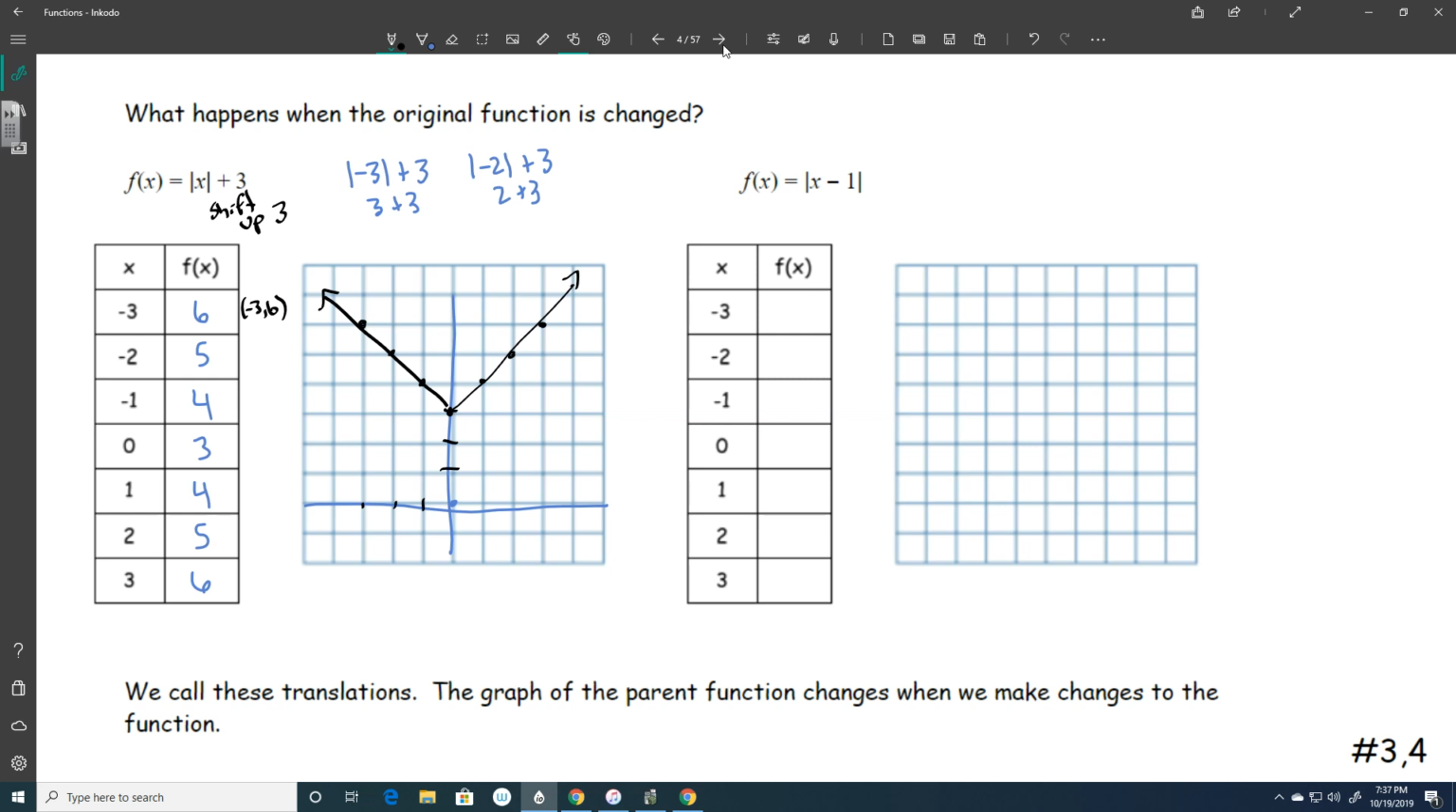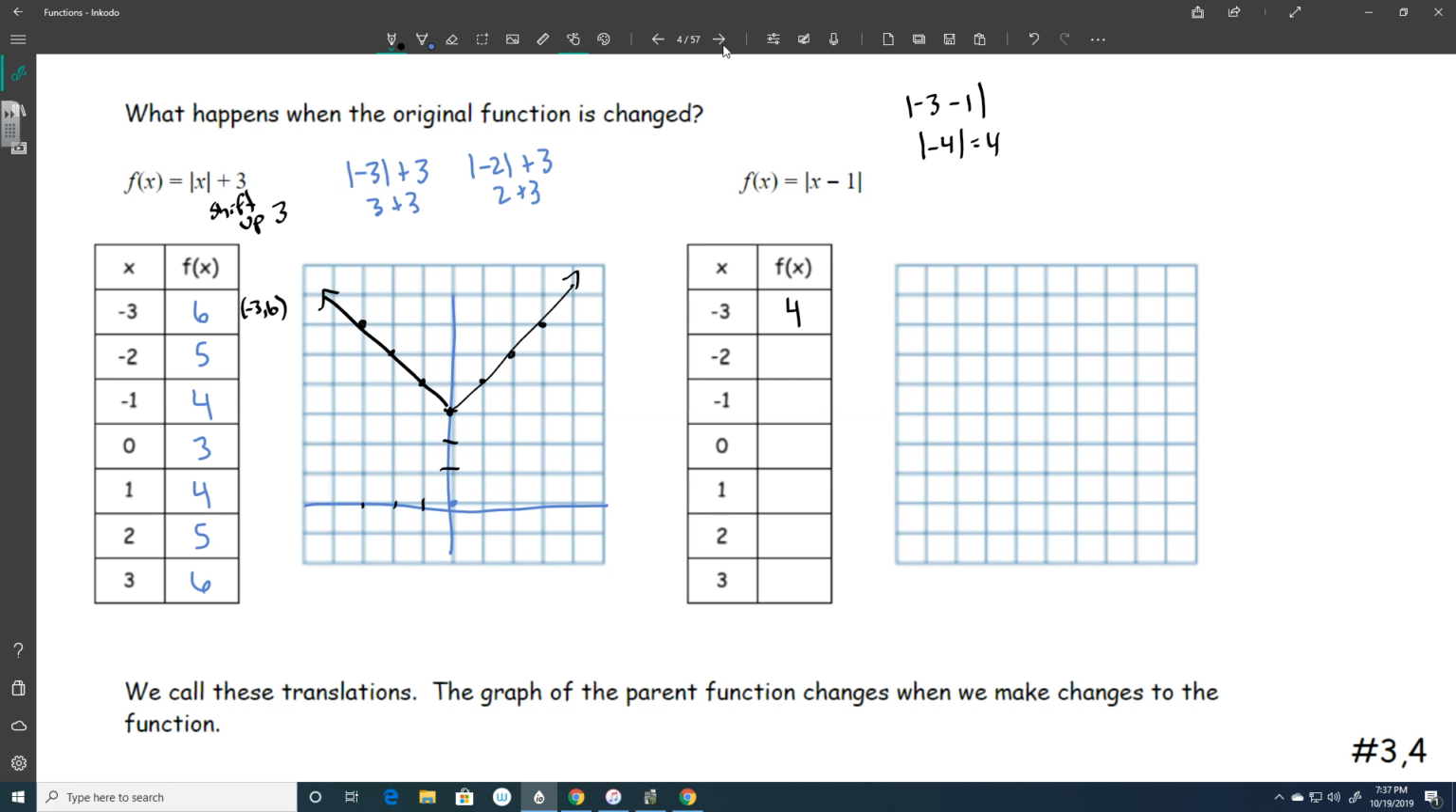Now, what if the adding or subtracting is happening on the inside of the absolute value? It affects it a little bit differently. If I plug in a -3 for my x, then I get -3 minus 1. And we have to be really careful. The absolute value part of this comes very last. I can't just change these to positives right now. I have to do all the math on the inside first and then change my final number. So -3 minus 1, that becomes the absolute value of -4, which happens to be 4.